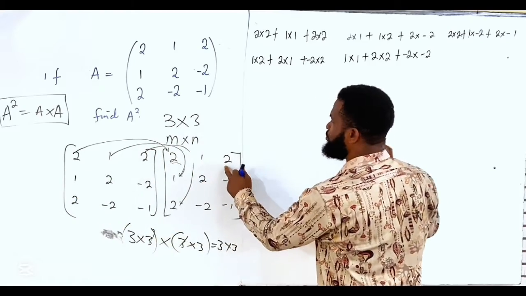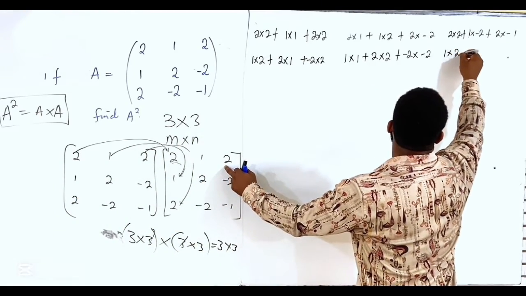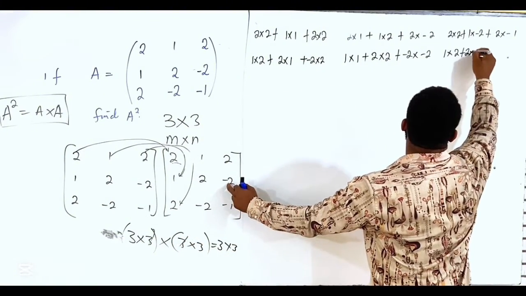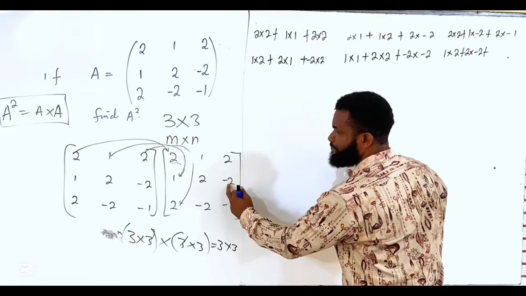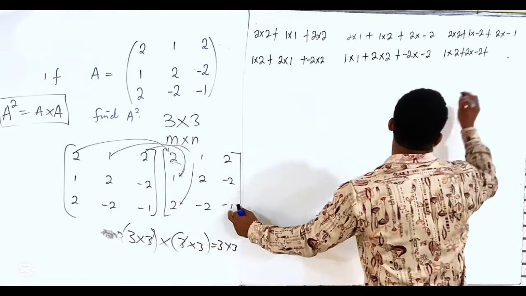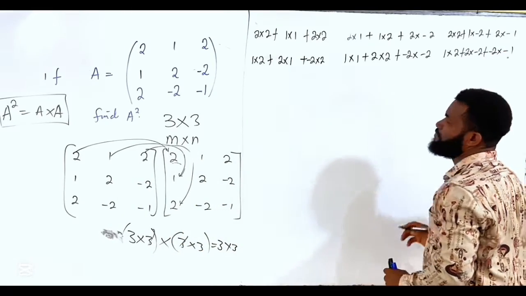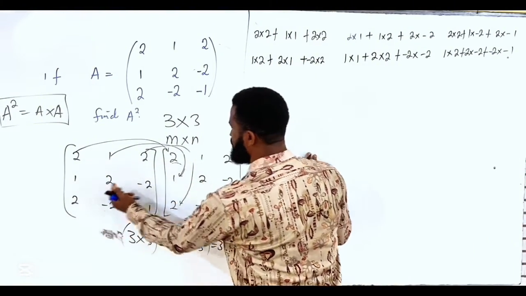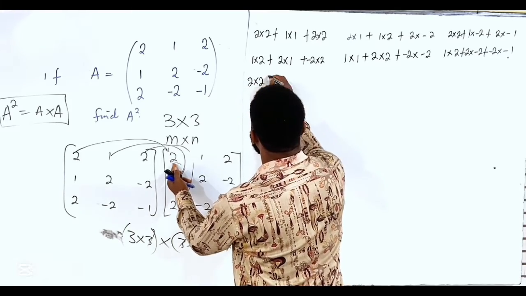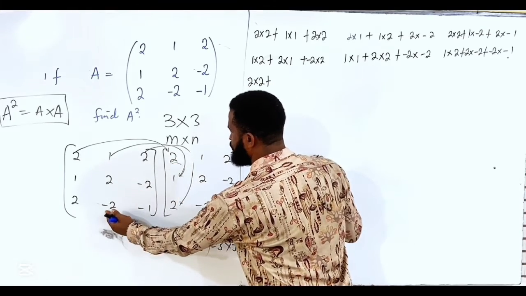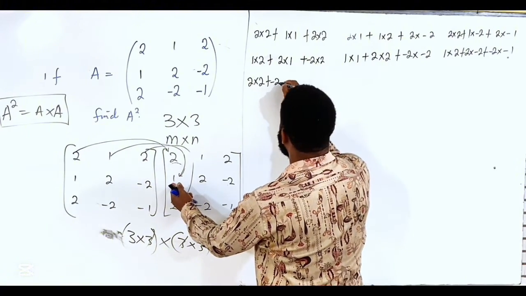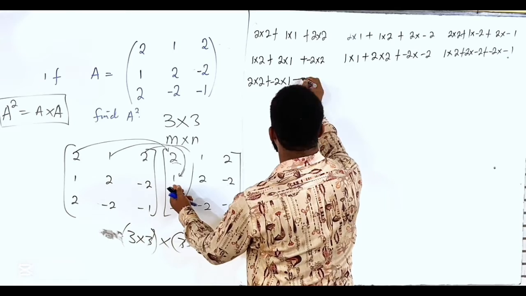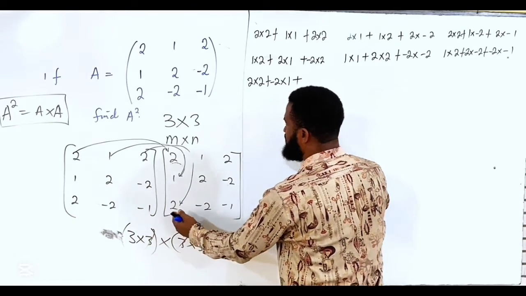1 times 2 plus 2 times minus 2 plus minus 2 times minus 1. I'm going to this one. 2 times 2 plus minus 2 times minus 1. No, I mean minus 2 times 1 plus minus 1 times 2.